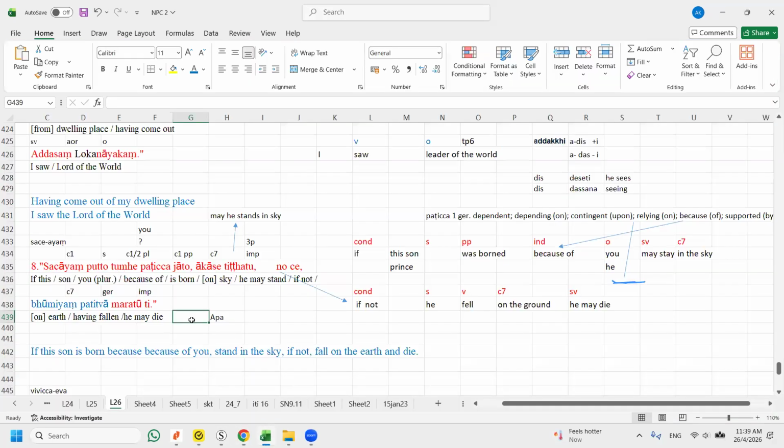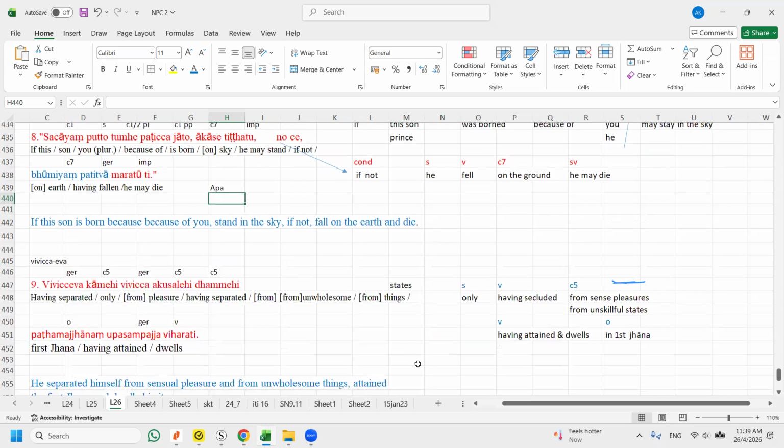Okay, forget about it. So anyway, this is how you translate. You may not find exactly what they meant. If the sun is gone because of you, stand in the sky. If not, fall on the earth and die. This is, we don't know why.